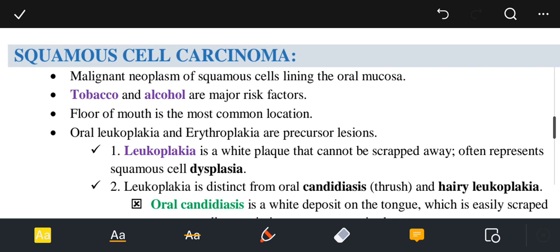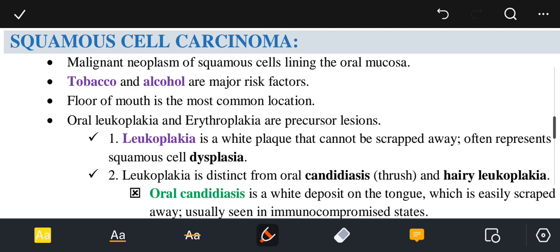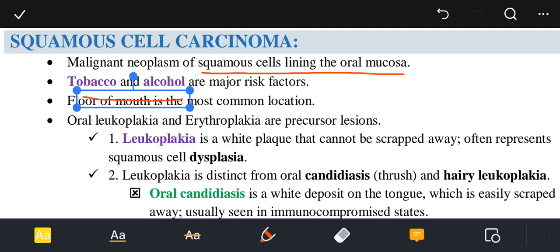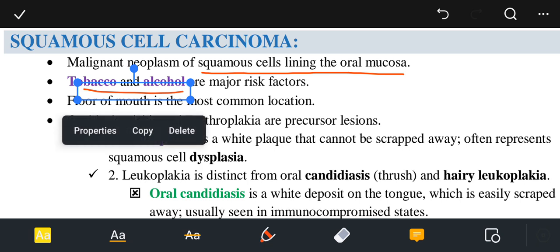Now let's talk about squamous cell carcinoma of the oral cavity. It is a malignant neoplasm of the squamous cell lining of the oral mucosa. Tobacco and alcohol are the major risk factors. For squamous cell carcinoma of the oral cavity, the floor of mouth is the most common location.